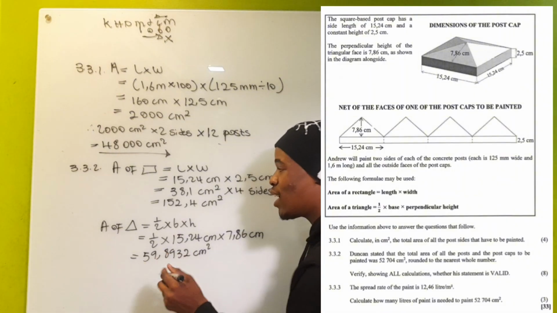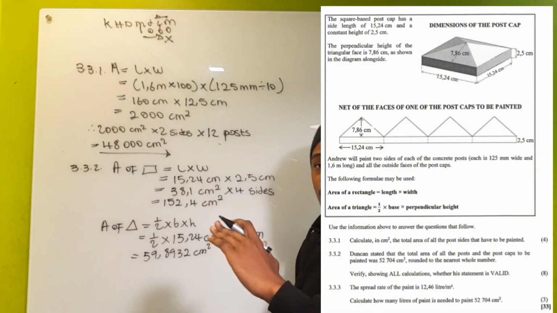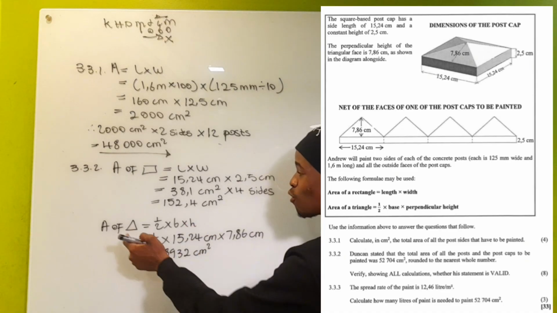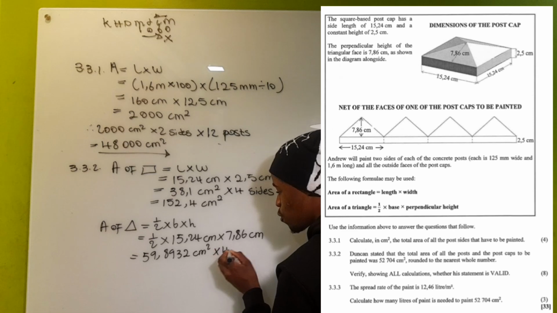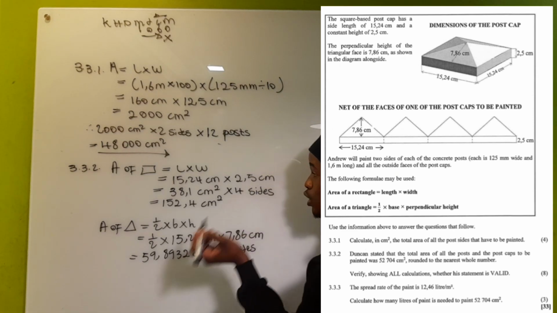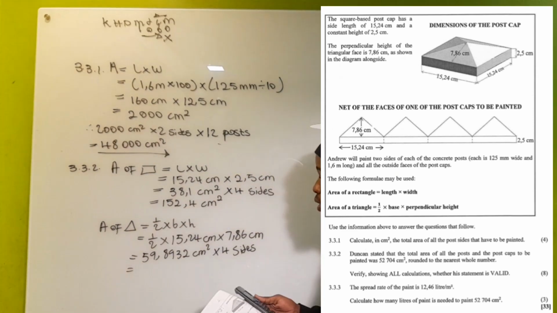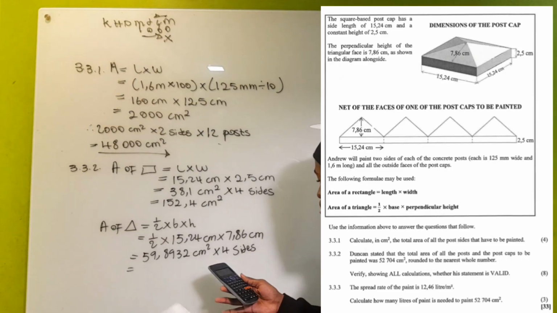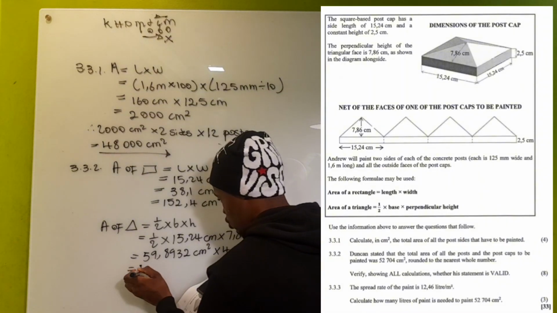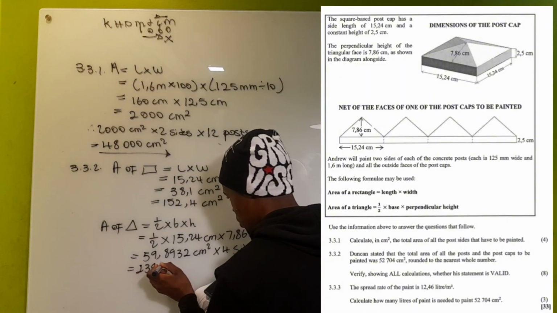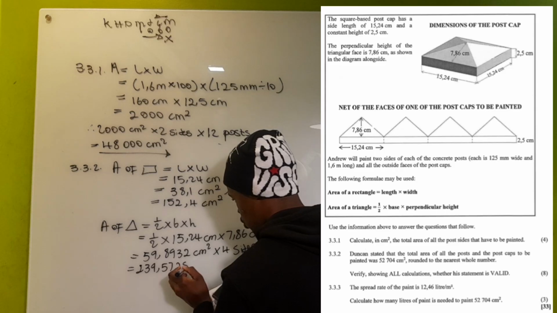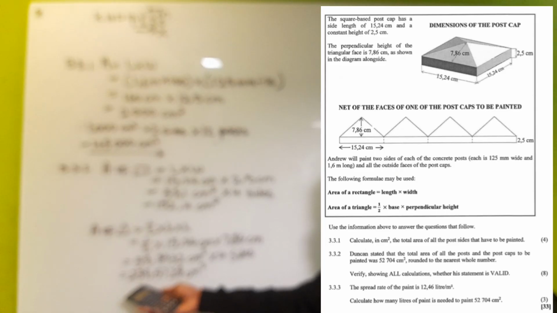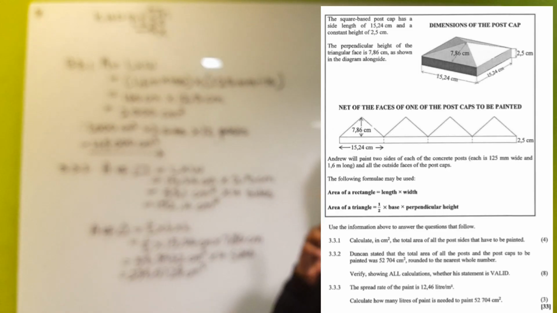This is only the area of one side of the triangular part of the post cap, and it has 4 sides. So we're going to say area of one side multiplied by 4 sides, just like we did here with the rectangular part. Answer multiplied by 4 sides gives us a total of 239.5728 centimeters squared. And this is the total area of the triangular part of one post cap.